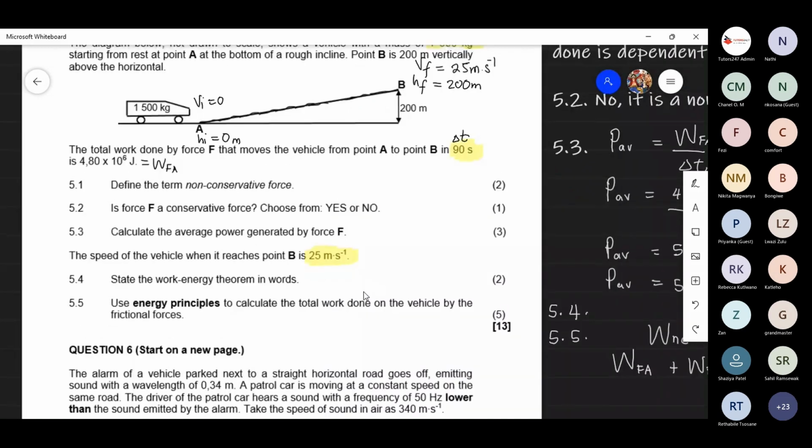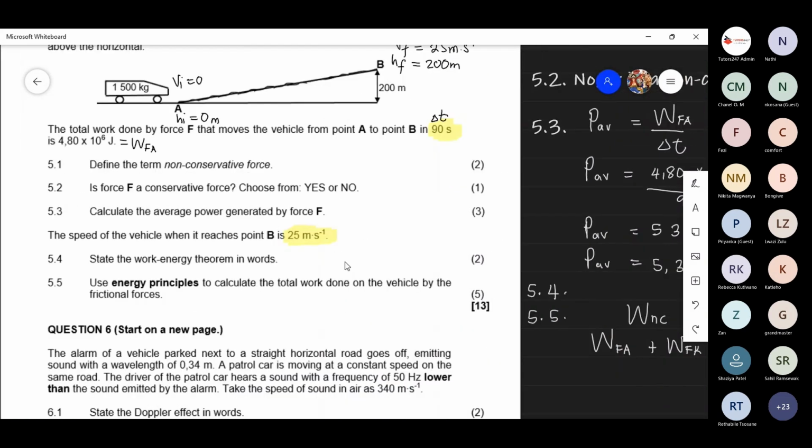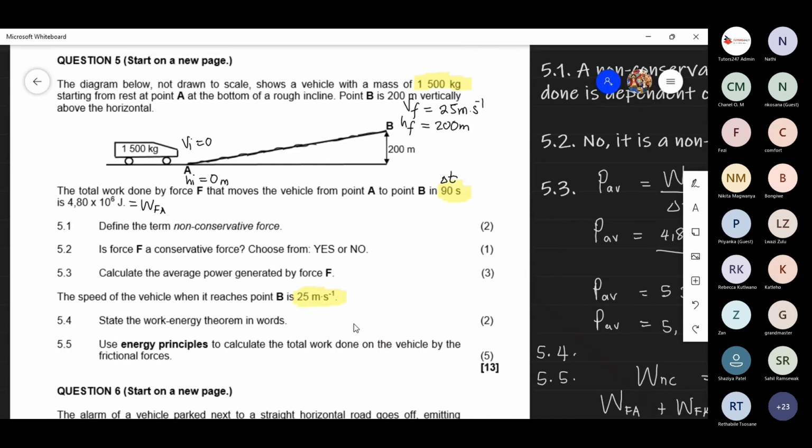Did they give us the force, or did they give us work done by kinetic friction? No, they did not. Did they give us the kinetic frictional force? No, they did not. So because we do not have the kinetic friction force, nor do we have the work done by kinetic friction, before we even progress with this formula with question 5.5, let us stop and first calculate the force of kinetic friction. Let us first calculate our frictional force so that we can substitute that into our formula.